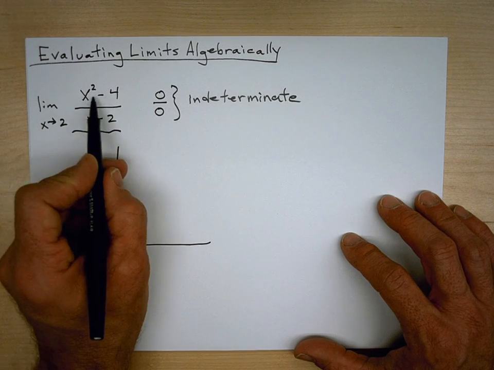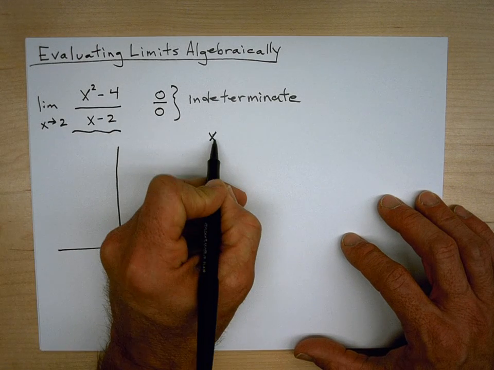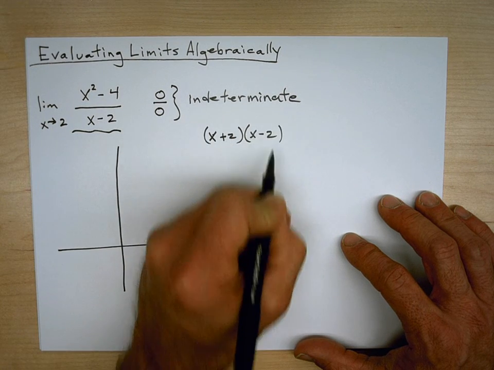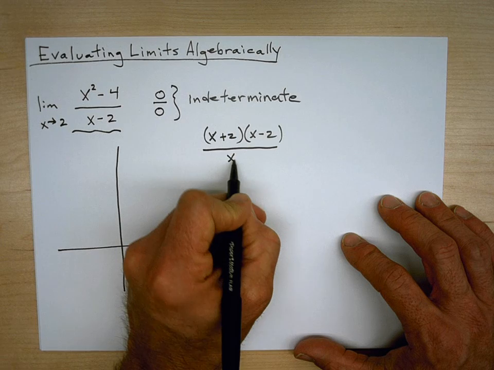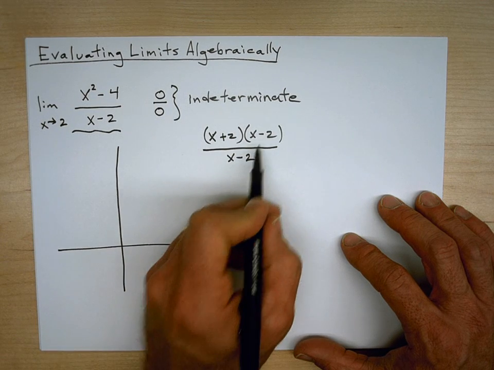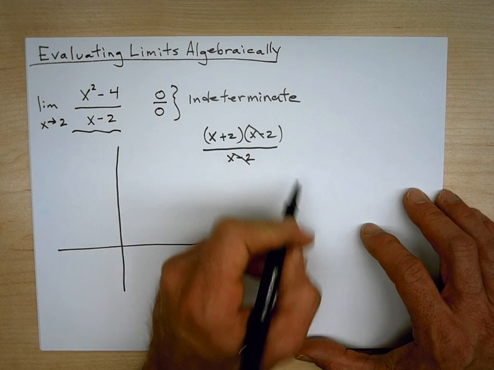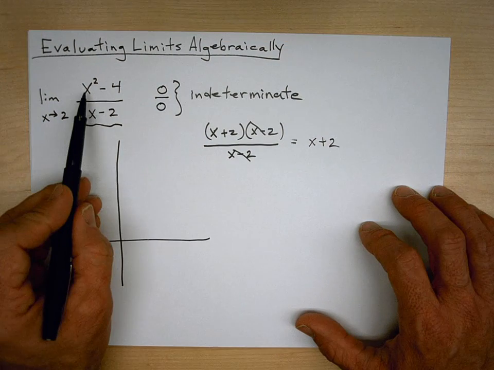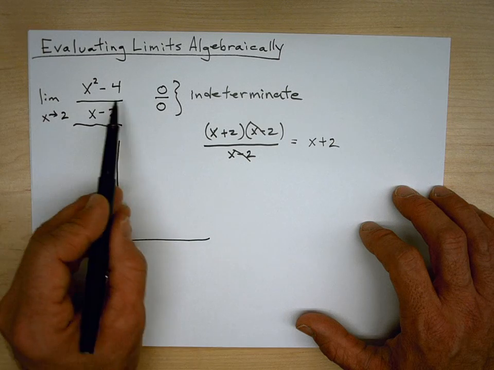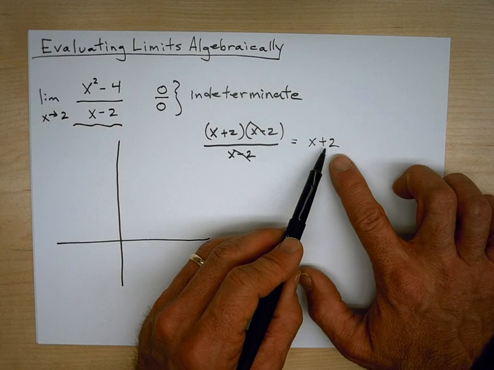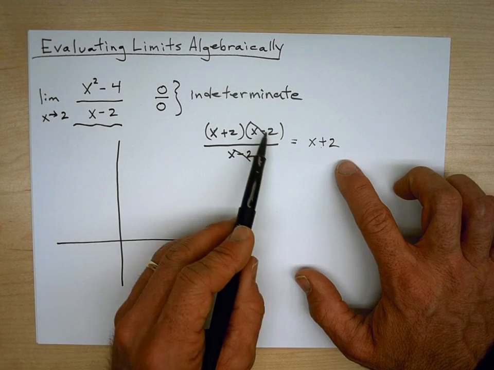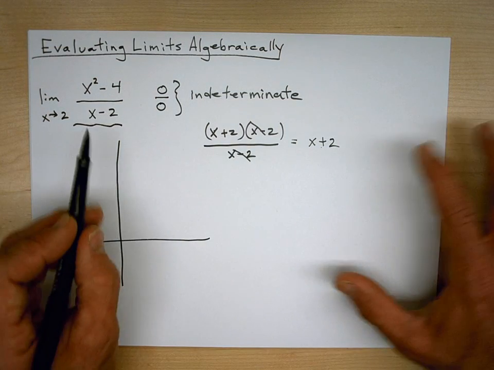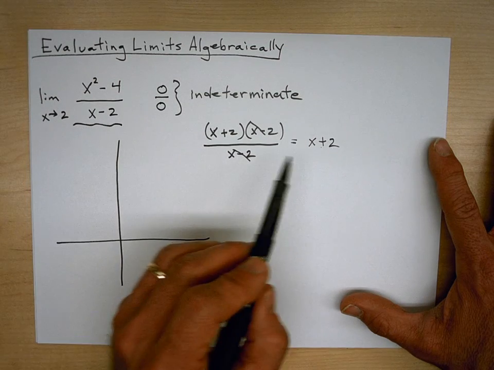We see we have a difference of squares in the numerator, so let's rewrite that as x plus 2 times x minus 2. That's how that factors, over x minus 2. So this factor of x minus 2 divides out, and we are left with x plus 2. We say that this function, x squared minus 4 over x minus 2, is algebraically equivalent to x plus 2, because algebraically we can transform this function into this one. The important thing here is that these functions are not the same.